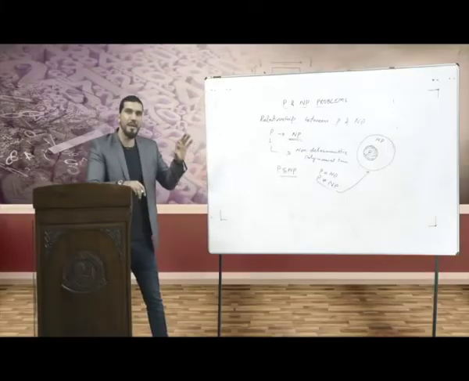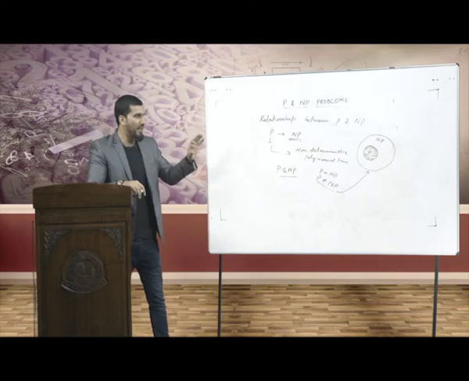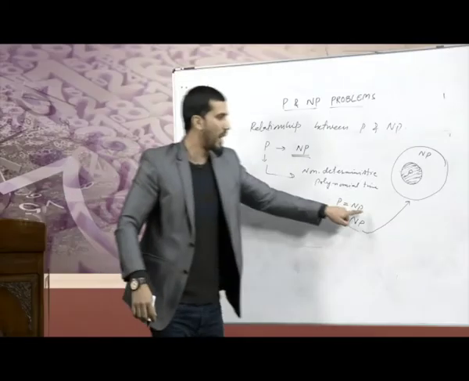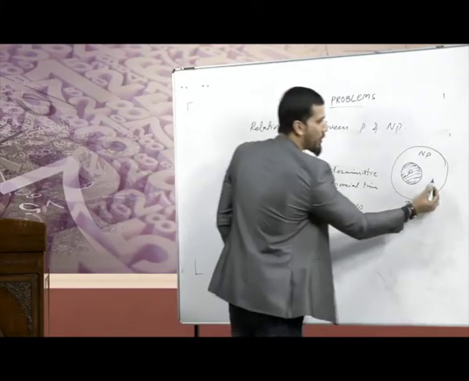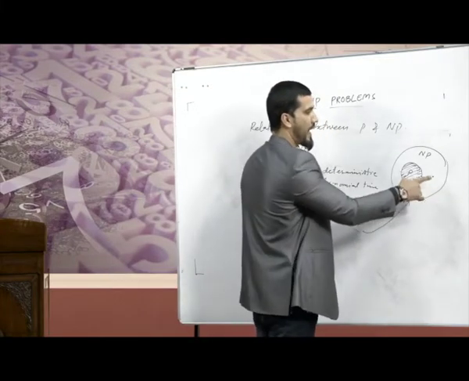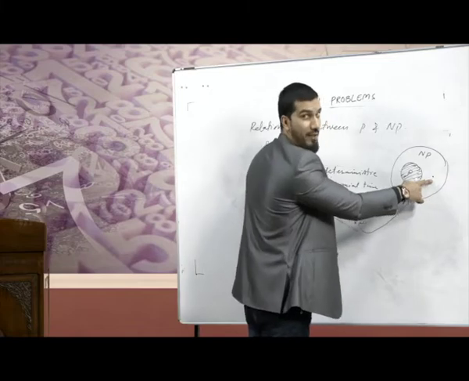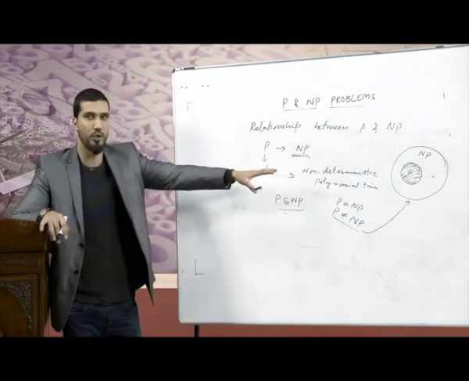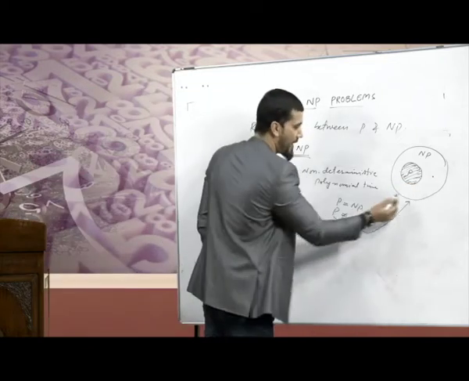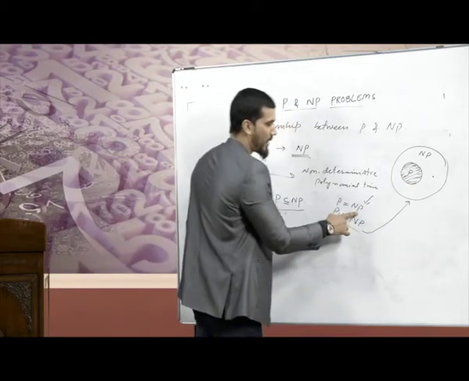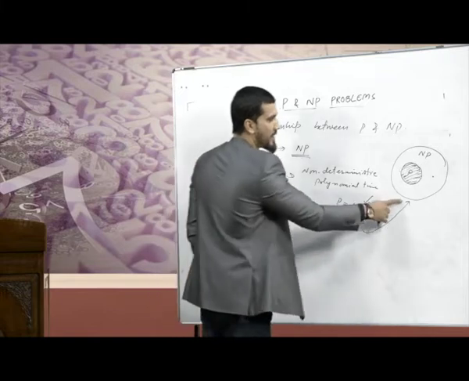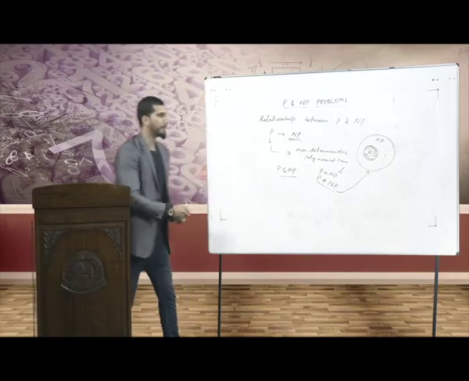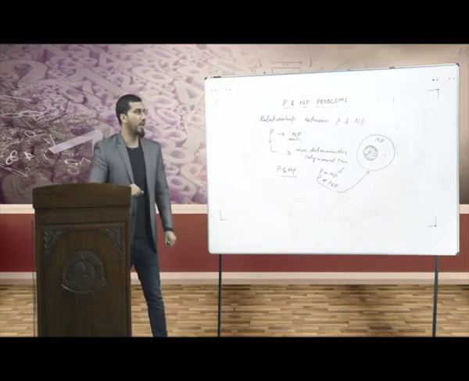That means there are some problems in the NP set that cannot be solved in polynomial time. If P is equal to NP, that means that we don't know yet the efficient solutions that these problems may have. We have not discovered those efficient solutions that these problems might have if P is equal to NP. But if P is not equal to NP, then this relationship says that P is a totally different set than NP. This is the relationship between P and NP problems.